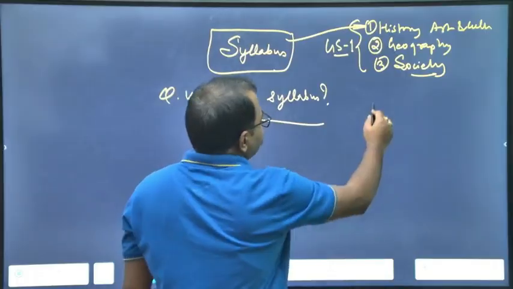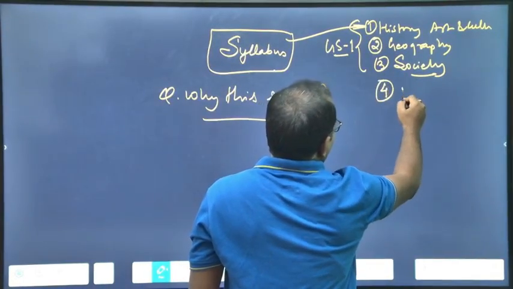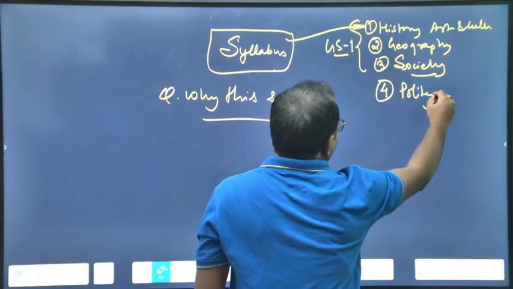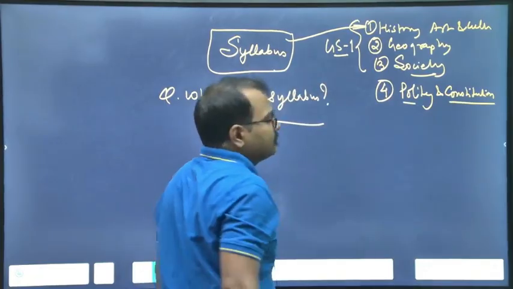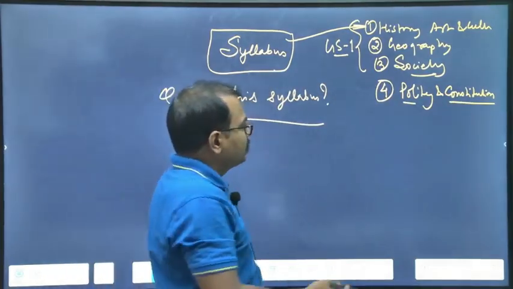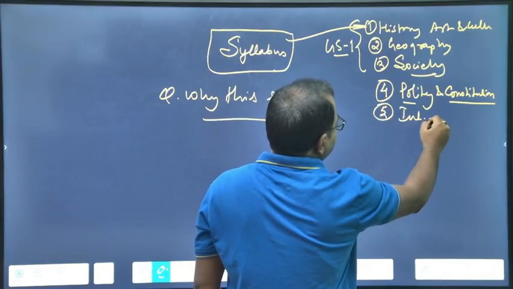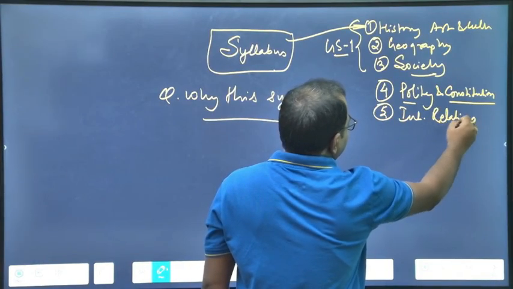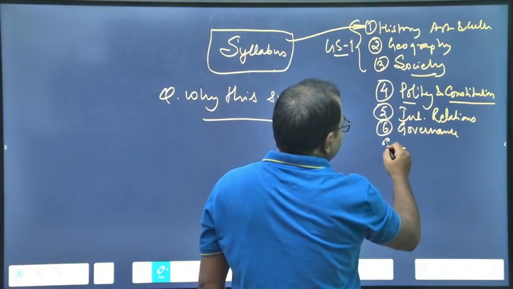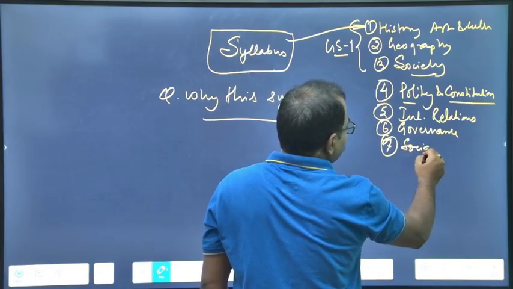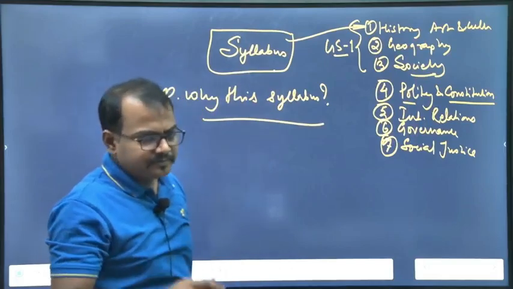Then you have the fourth one, your polity, and we can call it polity and constitution, both, because they are two different subjects, but they are of the same nature. So polity and constitution. Fifth is your international relations, and then sixth is your governance, and seventh is social justice. Social justice. Because society will come everywhere. I will tell you why.